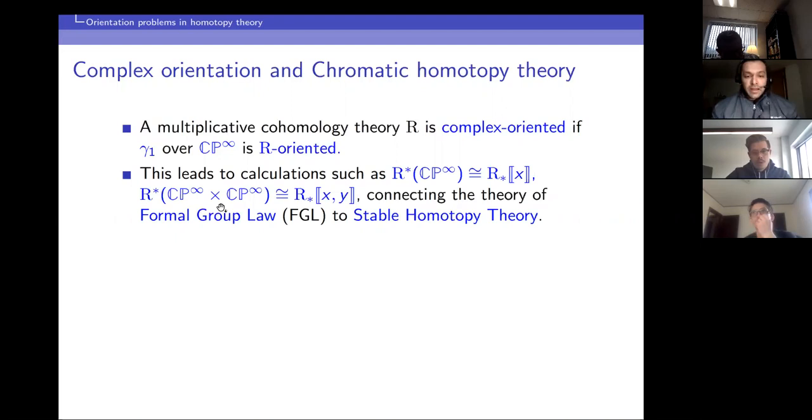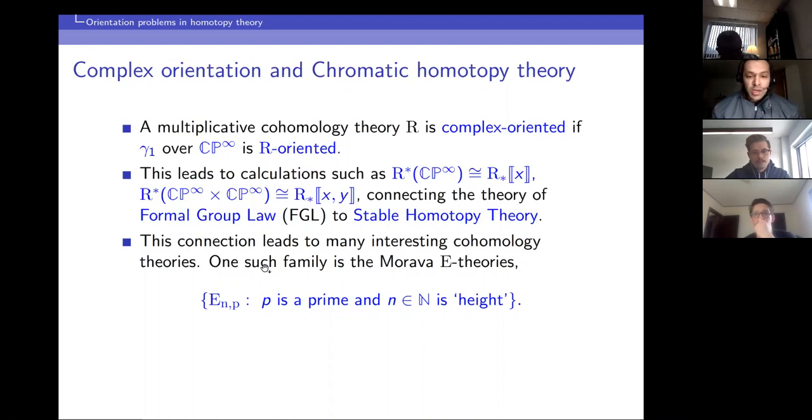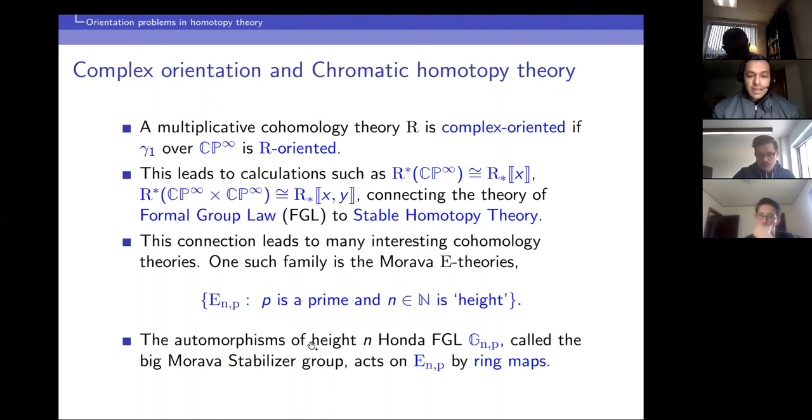In some sense, the notion of height in chromatic homotopy theory comes from the notion of height of formal group law. This connection leads to many interesting cohomology theories through Landweber exactness and other stuff, which most everyone probably knows about. And one such family that I'm going to focus on is the Morava E theories. There is one for each prime P and each height N, where N is a natural number.